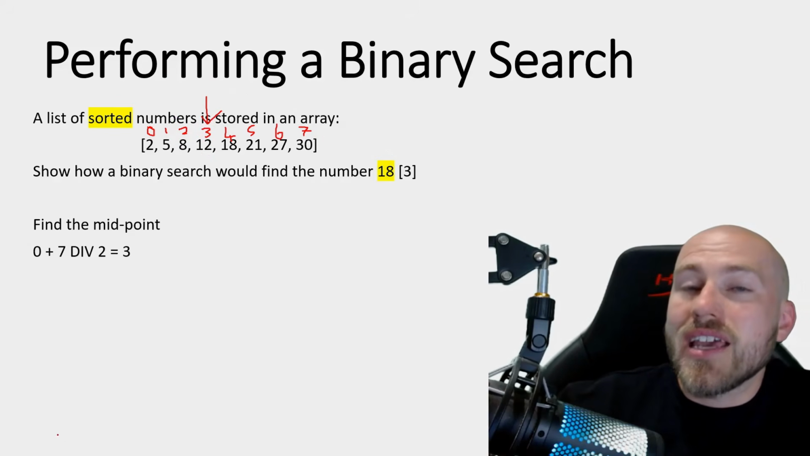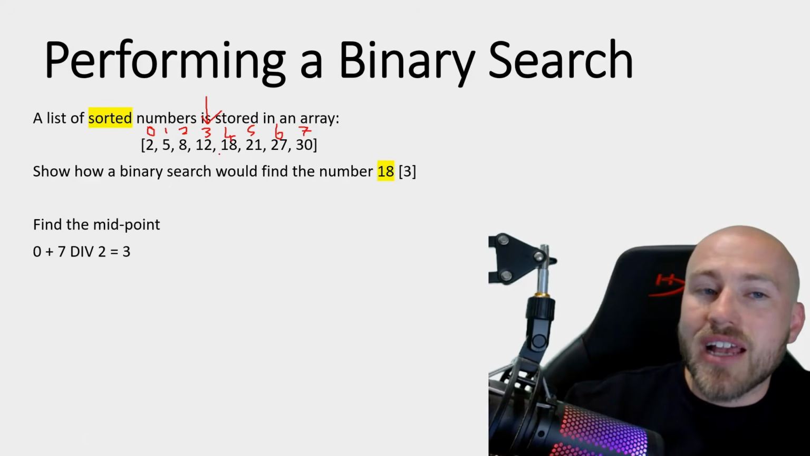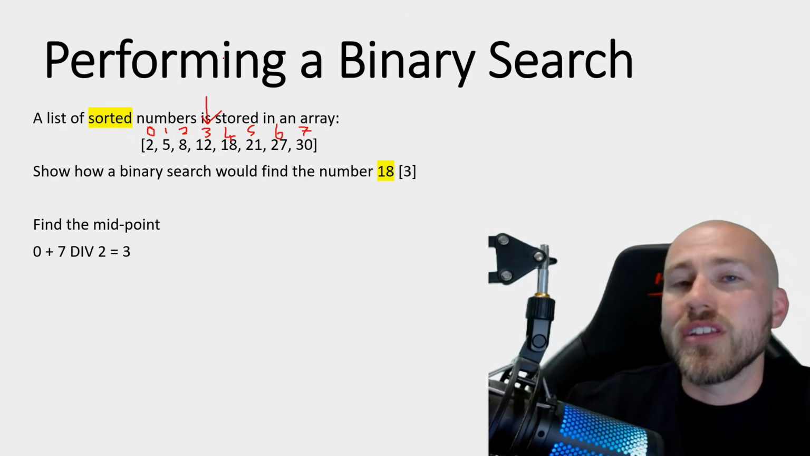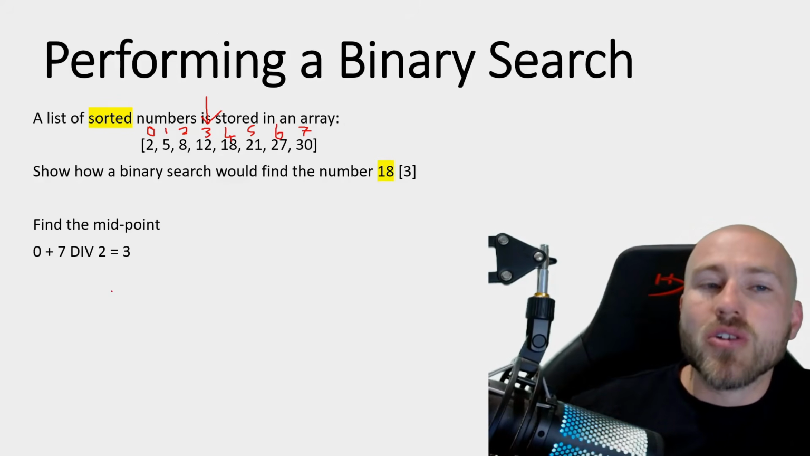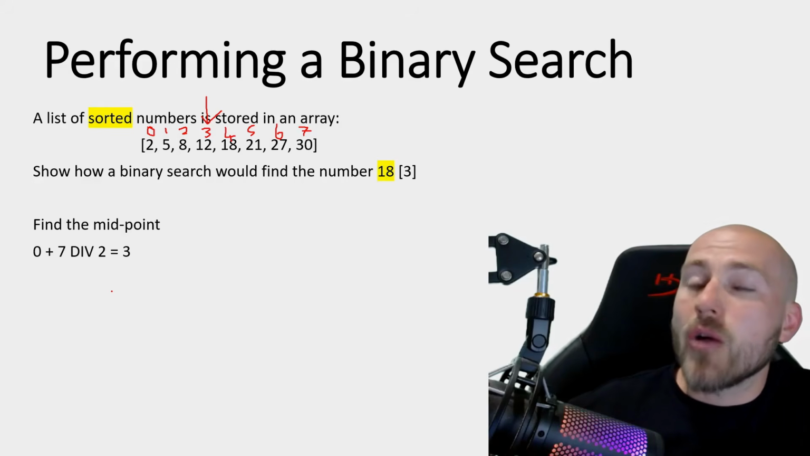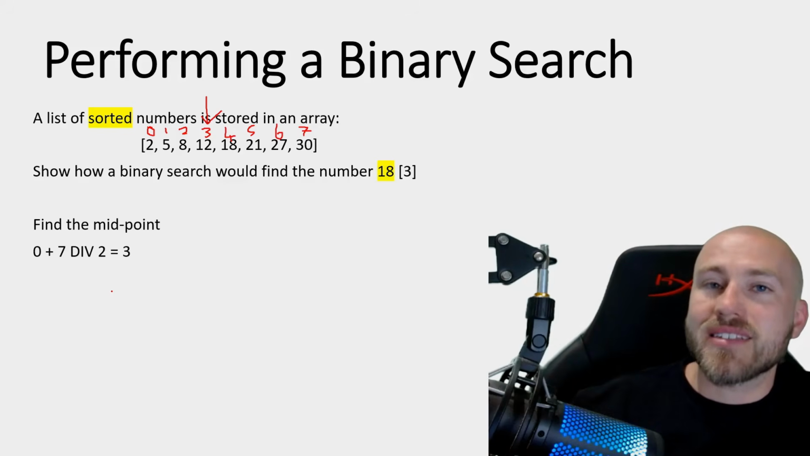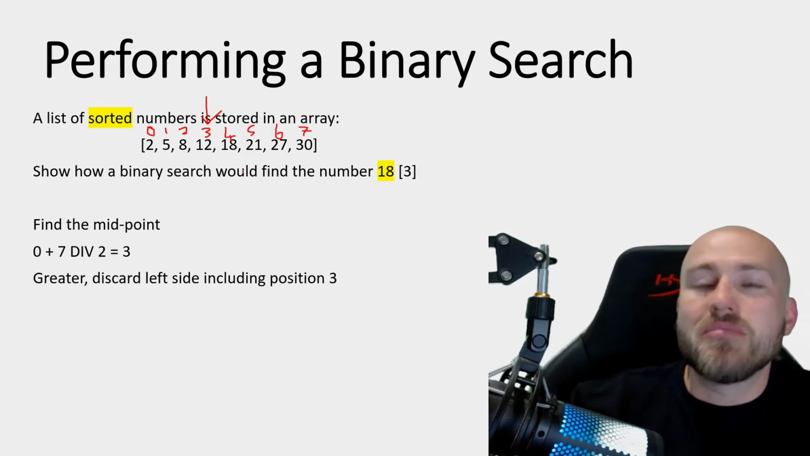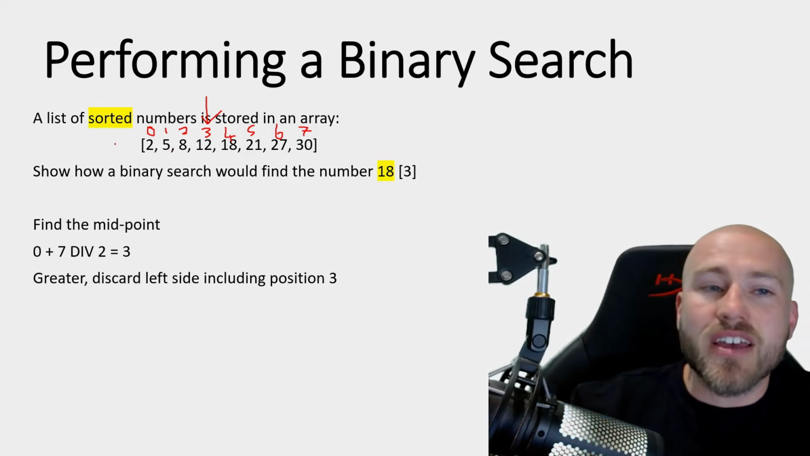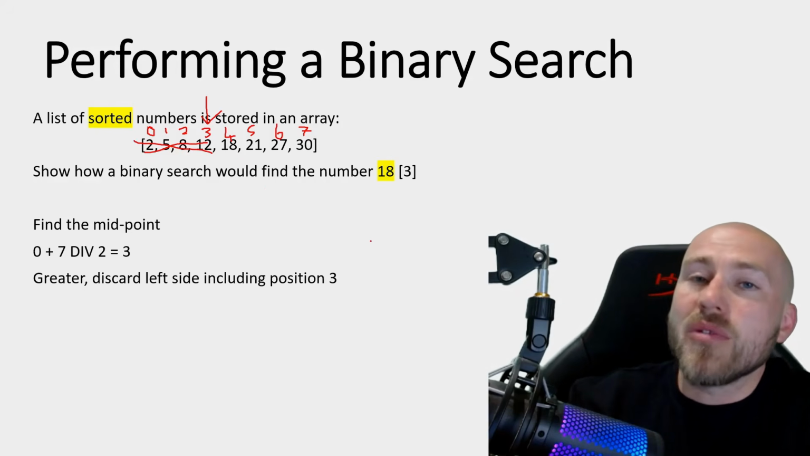Now it's a good idea on your exam to actually show what you're doing throughout the steps. So you can actually remove data, put lines through it, put arrows. It's really helpful for the examiner to show your understanding. So in position 3, we are storing the integer 12. Now we know because we sorted this data that it must be greater than that. So at this point we can discard the entire left side, including position 3, because we've already checked there. So all I'm going to do is put a line through it and cross that out, and we're left with this data.